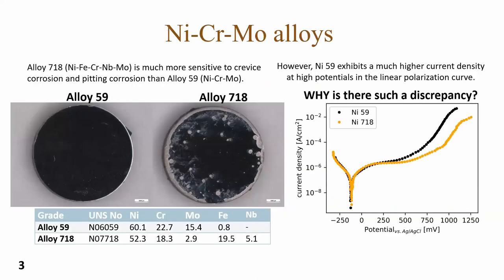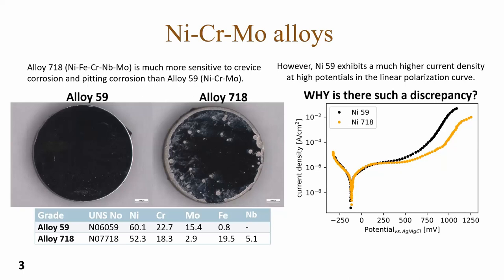So here are two different materials, alloy 59, which I will talk about mostly because it's almost like a model system, let's say, although it's complicated. And then there is another alloy here, which is called 718, and this has much more iron in it. So if you do long-term corrosion testing, then you see that this alloy corrodes much more than this alloy. And this is because there's much more iron in this one here.